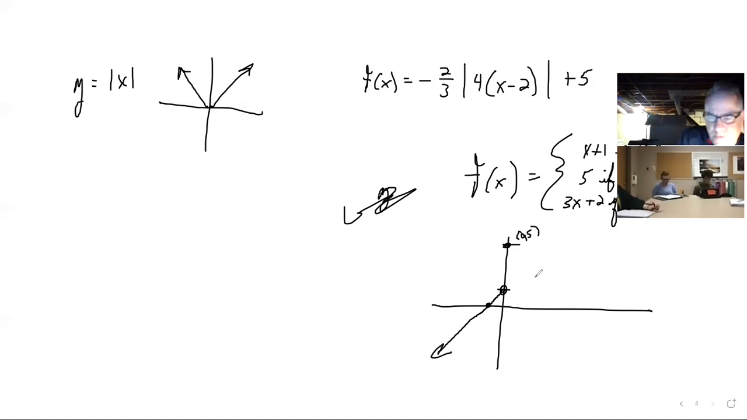And then from here on, you're graphing the line 3x plus 2. So it's a y-intercept of 2 and a slope of 3. So you just do that. And that's the quick version of how to graph a piecewise function. It's all one graph, but you're graphing each one of these individually along the specified values of x.